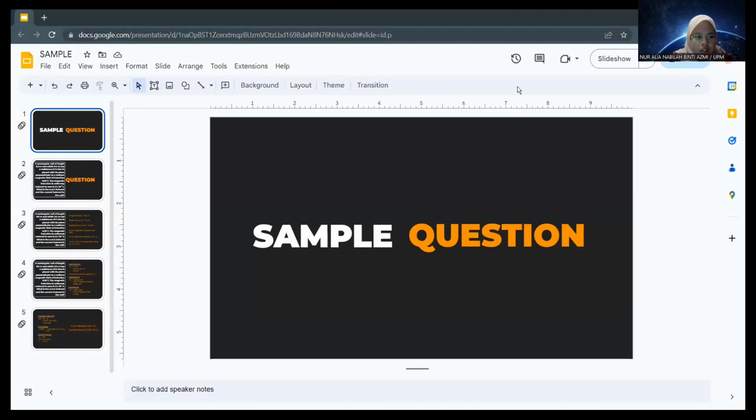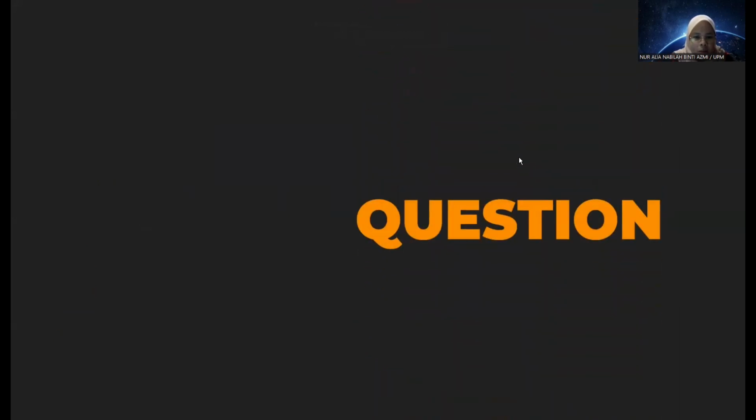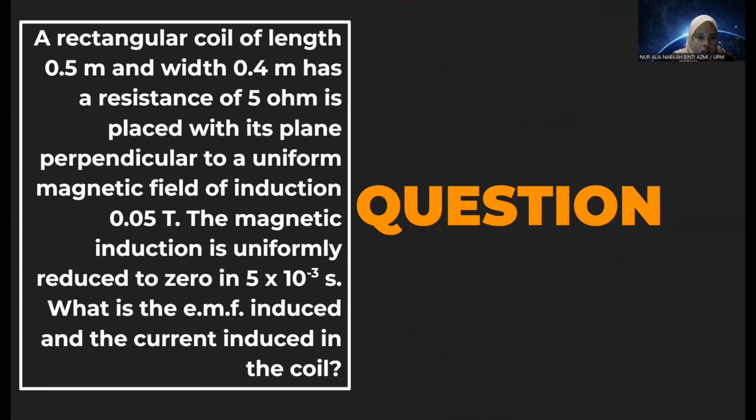So I will start with a simple question related to Faraday's law. The question is about a rectangular coil of length 0.5 meter and width 0.4 meter that has a resistance of 5 ohm. It is placed with its plane perpendicular to a uniform magnetic field of induction 0.05 Tesla, and the magnetic induction is uniformly reduced to zero in 5 times 10 to the power of negative 3 seconds. The question asks: what is the EMF induced and the current induced in the coil?